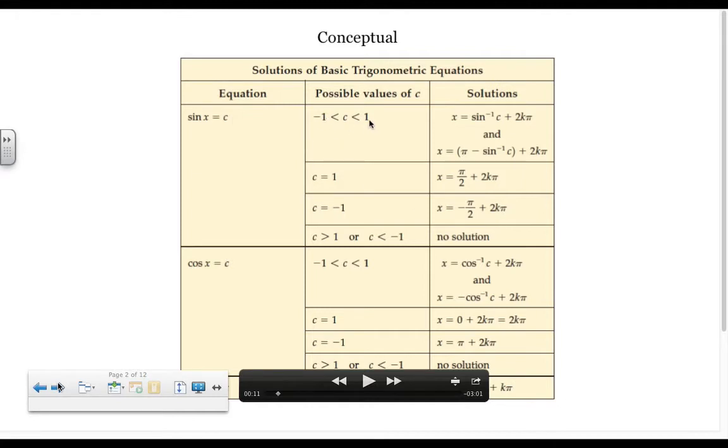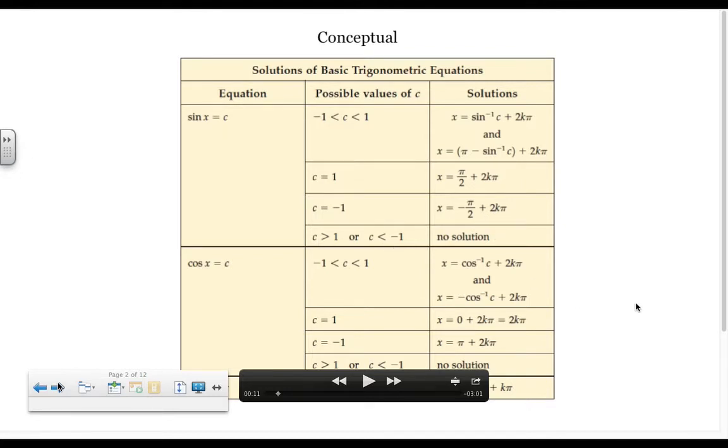So if it's between -1 and 1, we will take the inverse of sine of c and say plus 2k pi. And then we will subtract whatever that answer is from pi, plus 2k pi. So if it's between -1 and 1, there are two solutions that I will find. If it's 1 or -1, there's only one solution. It's pi over 2 or negative pi over 2 plus 2k pi. 1 is positive pi over 2, and -1 is negative pi over 2. If it's greater than 1 or less than -1, there is no solution.